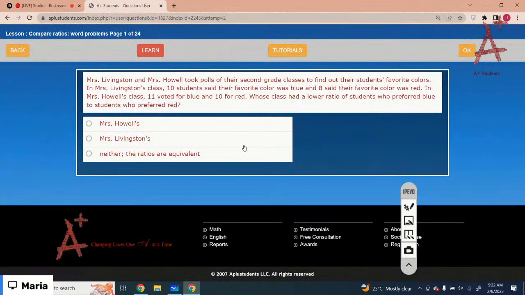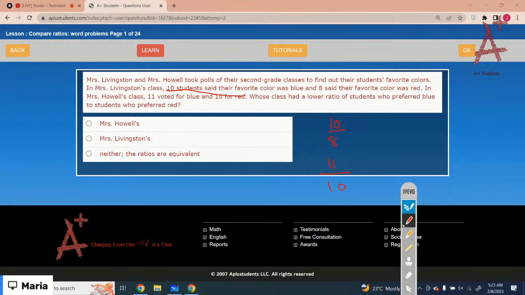Okay, Mrs. Livingston and Mrs. Howell took polls of their second grade classes to find out their students' favorite colors. In Mrs. Livingston's class, 10 students said their favorite color was blue and 8 said their favorite color was red. So it would be 10 and 8. Got it? In Mrs. Howell's class, 11 students voted for blue and 10 voted for red. Got it? Whose class had a lower ratio of students who preferred blue to students who preferred red?